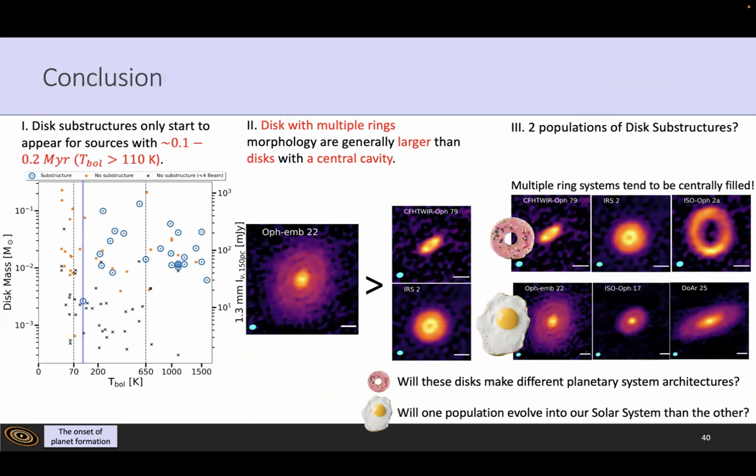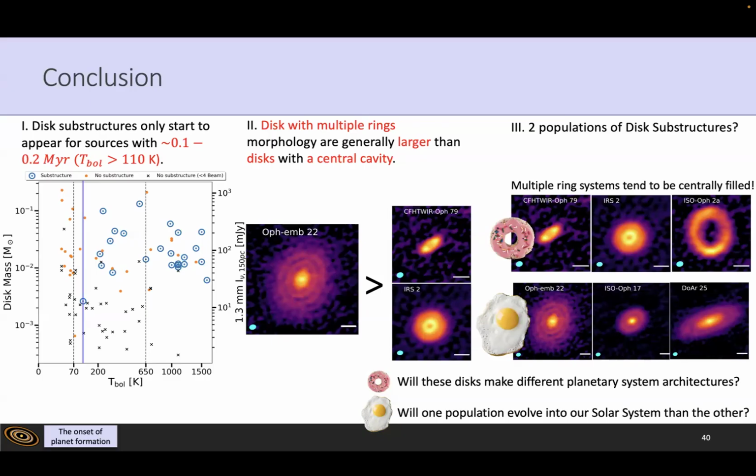So here are our conclusions. We conducted the first statistical search for substructures in the youngest class 0/1 disks. And we found that these substructures start to appear in sources with bolometric temperature greater than 110 Kelvin, which is around 0.1 to 0.2 million years. This is way younger than the current planet formation models. And this is very surprising.